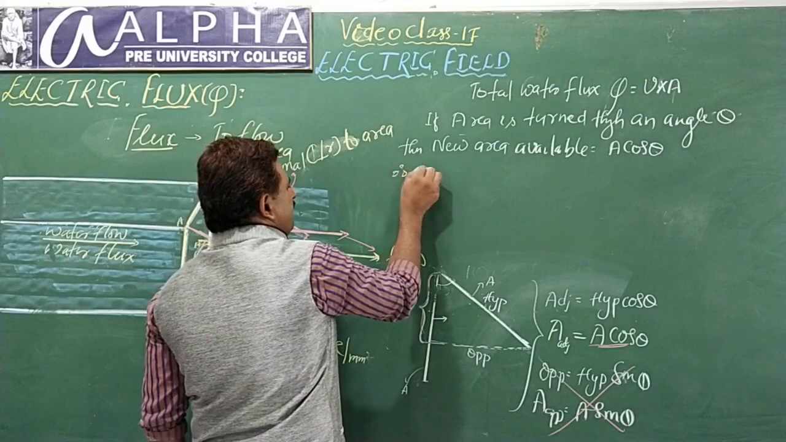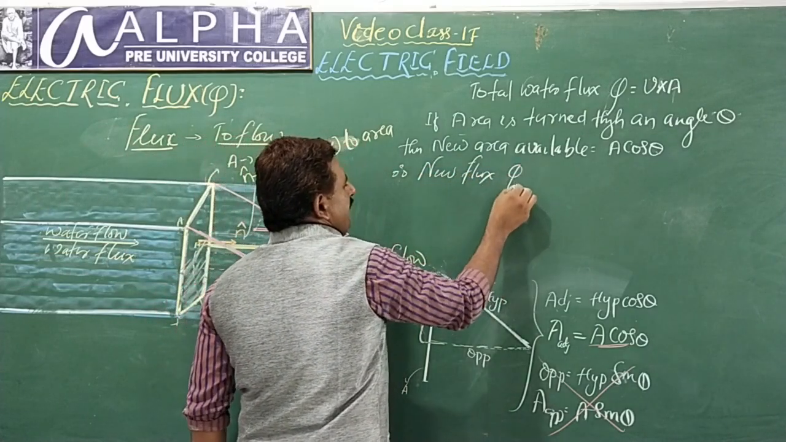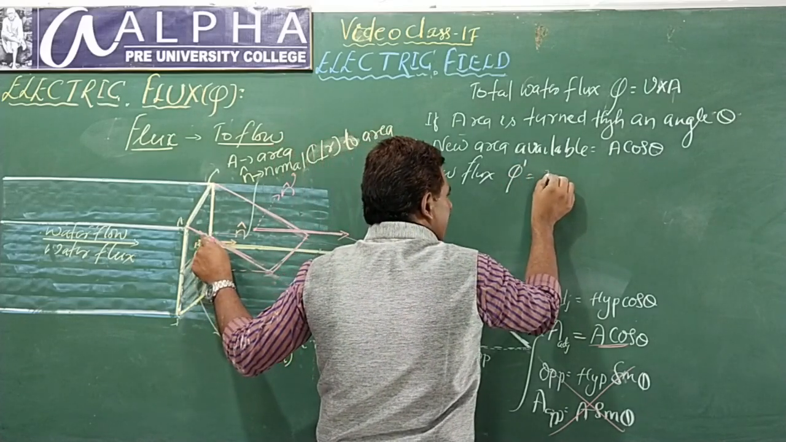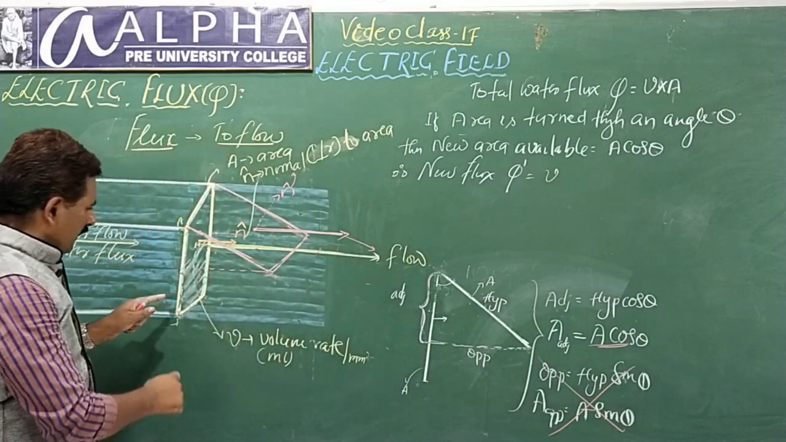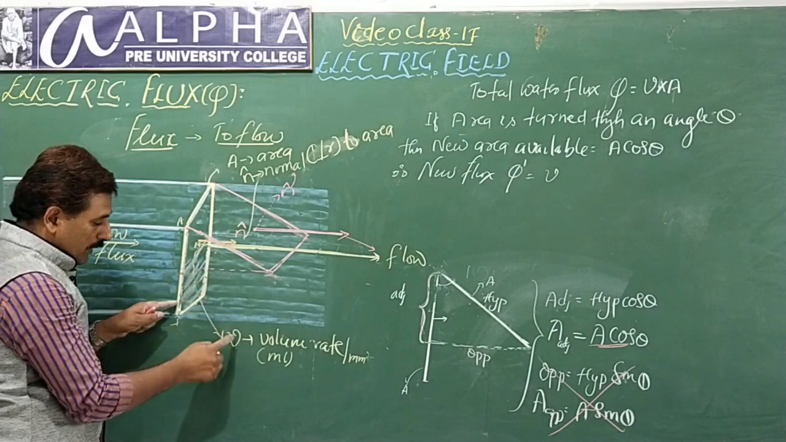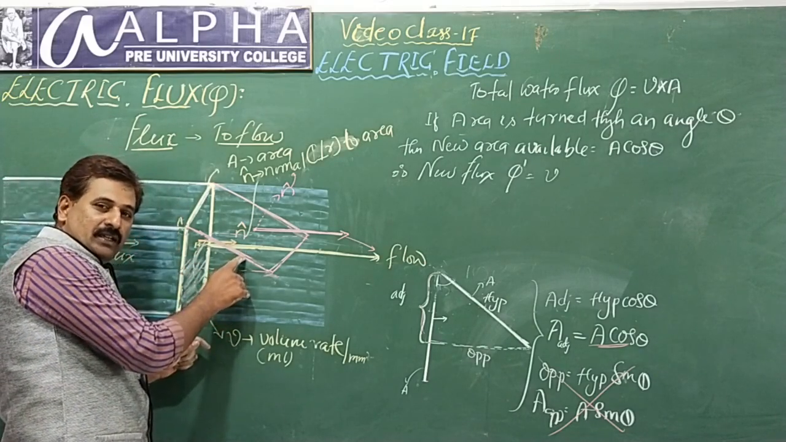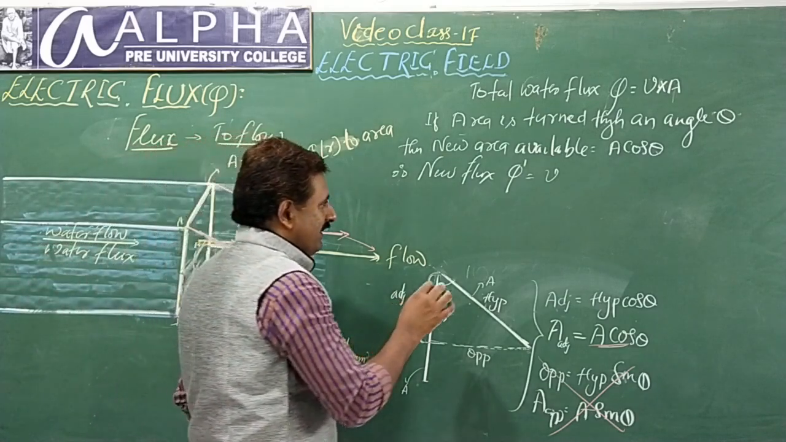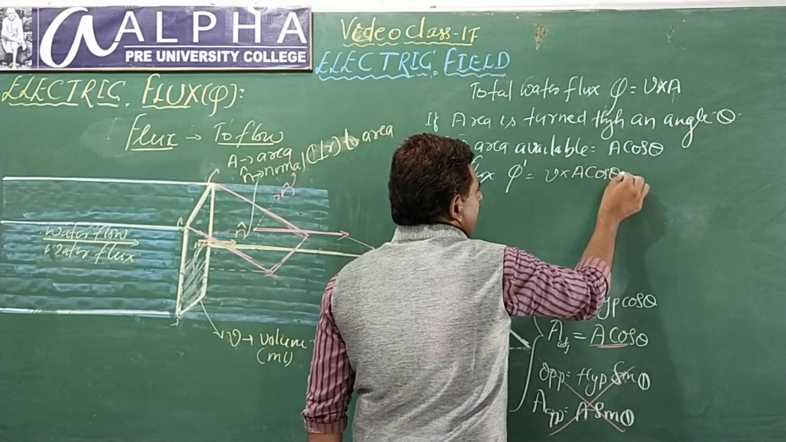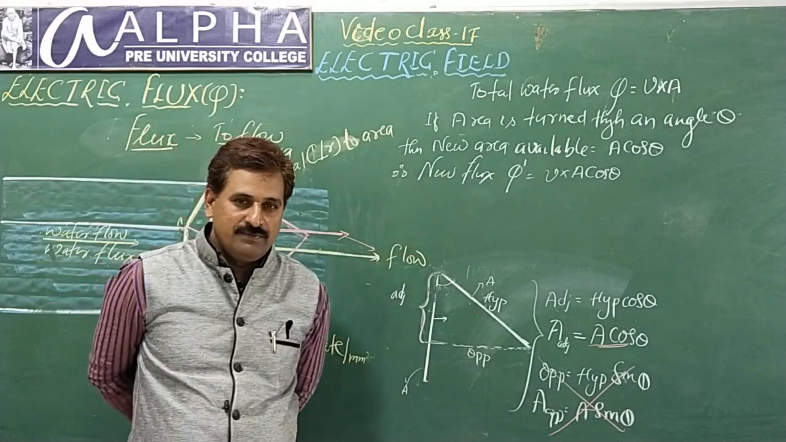Therefore, what is new flux? New flux, phi dash I write, that is value per unit area of cross section, V only. So initially when area was like this, water flowing per unit area of cross section V. In this position also V, but the effective area is less. So into effective area, not A, this time it is A cos theta. This is the new flux.